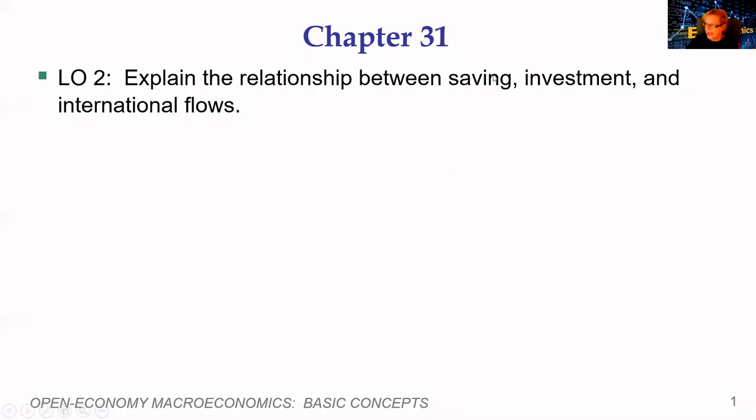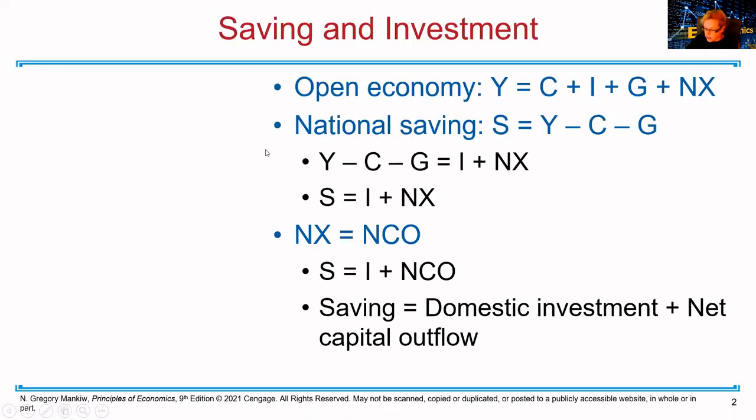Okay, so our learning objective is we're going to take a look at how savings, investment, and international flows are related. So remember, in an open economy, we have the national savings accounts of GDP is equal to consumption plus investment plus government purchases and net exports. Also remember, we rearranged this equation. So I'm just going to do that over here so you can kind of refresh your memory. Plus investment plus government purchases plus net exports.